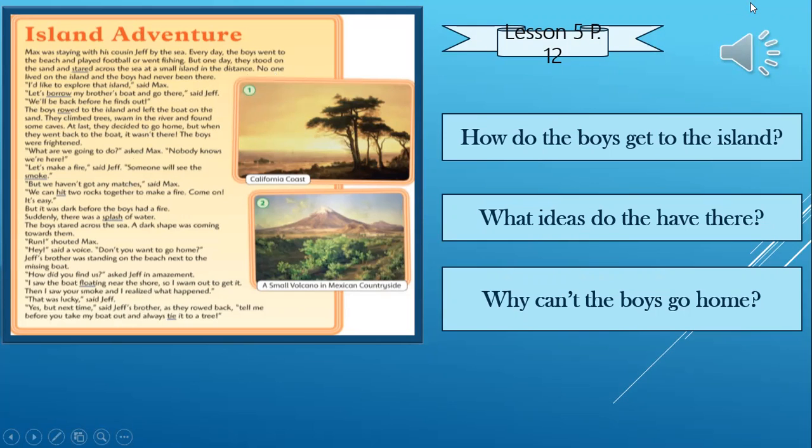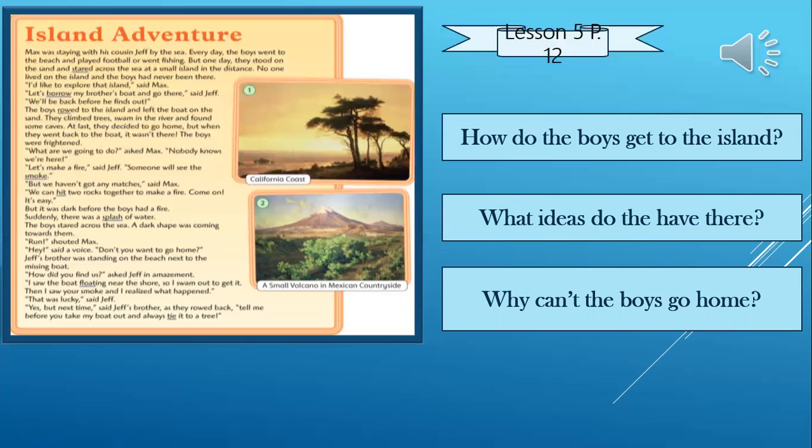Island Adventure. Max was staying with his cousin Jeff by the sea. Every day, the boys went to the beach and played football or went fishing. But one day, they stood on the sand and stared across the sea at a small island in the distance. No one lived on the island, and the boys had never been there. "I'd like to explore that island," said Max. "Let's borrow my brother's boat and go there," said Jeff. "We'll be back before he finds out."